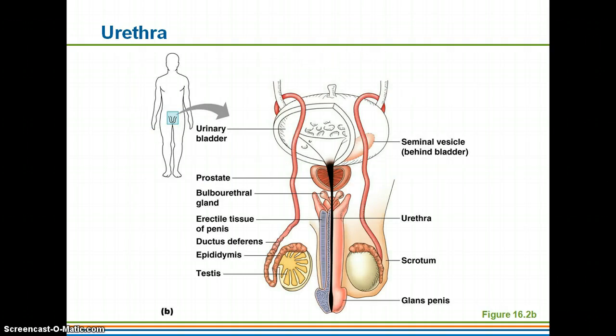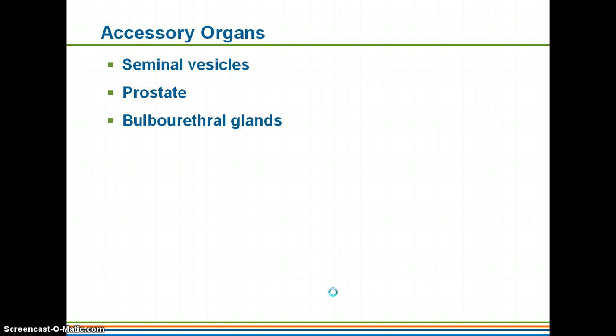So here we have the 3 different regions. Right here, the prostatic urethra, the membranous urethra, and then the spongy urethra will run the entire length of the penis. So the accessory organs are going to be the seminal vesicles, the prostate, and the bulbourethral glands. Remember, the bulbourethral glands are also called the Cowper's glands.